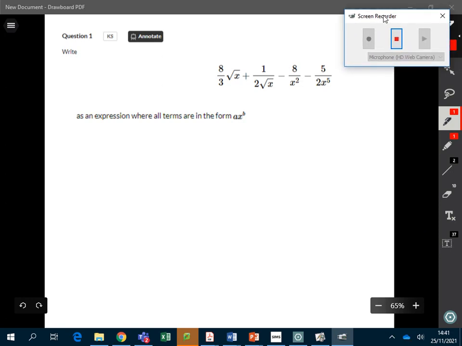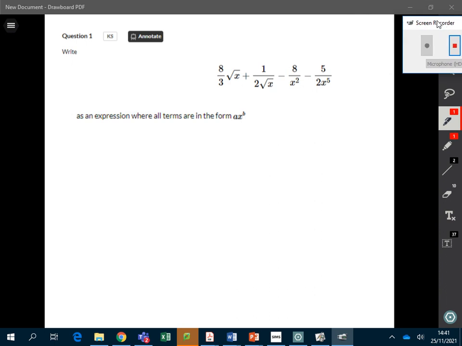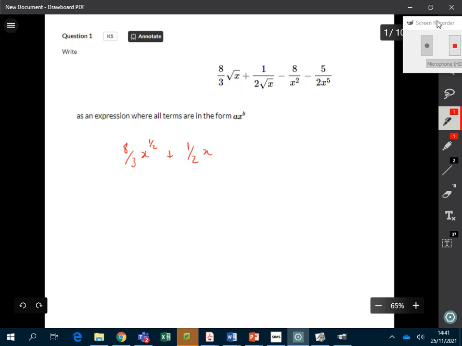Okay, so just going to run through this assignment then. We have to write this as an expression where all terms are in the form ax to the b. So for that first one, 8/3 x, and the square root of x is x to the power of a half, plus, so that's a half, and it's x to the power of minus a half. It's on the bottom of the fraction this time, and it's a square root, and then minus 8 x to the minus 2, and then minus 5/2 x to the minus 5 again. Okay, because it's on the bottom of the fraction.